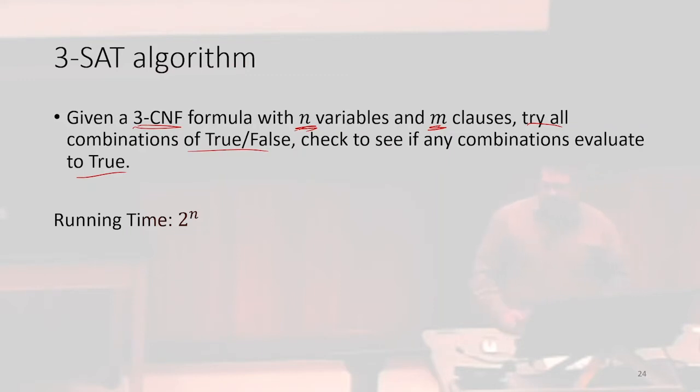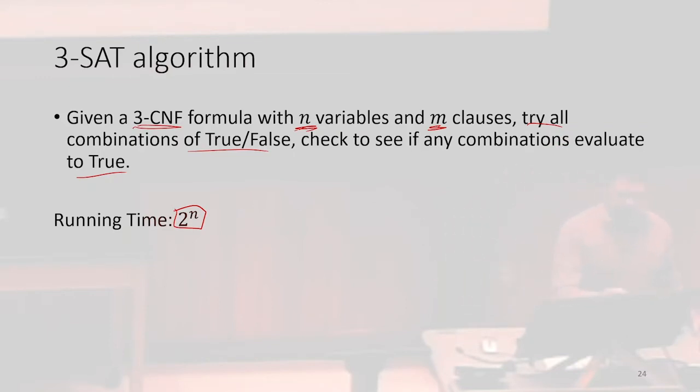So in this case, every combination of true and false across the n things is a different one that I want to check. There are going to be 2 to the n such combinations, because I could say all of them are false, or 1 is true and the rest are false, or 2 is true and the rest are false, and 3 is true and the rest are false. Every combination of trues and falses for all n of my variables is a different thing I'm going to check.